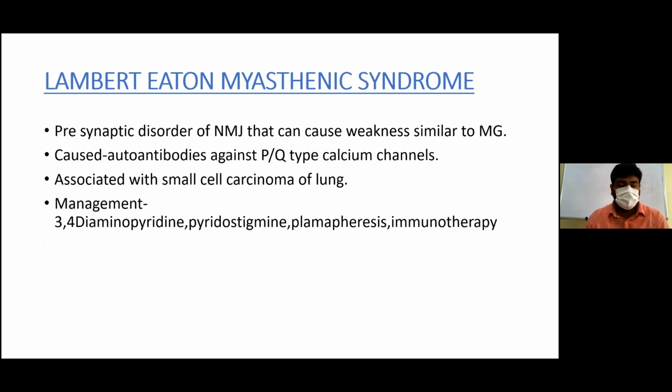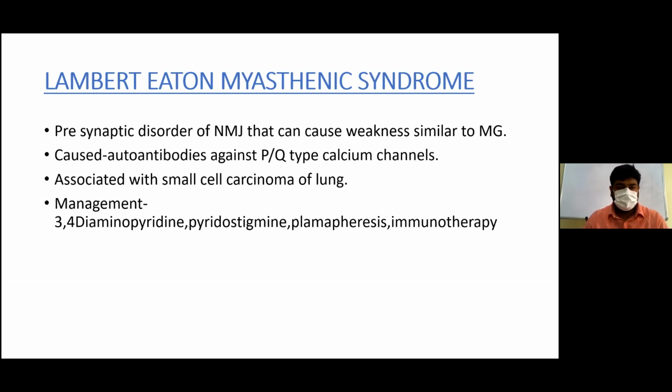myasthenia gravis. This is a presynaptic disorder of the neuromuscular junction that can cause weakness similar to that of myasthenia gravis. This is caused by antibodies which are produced against the voltage-gated calcium channels. This is a paraneoplastic syndrome which is associated with small cell carcinoma of the lung.